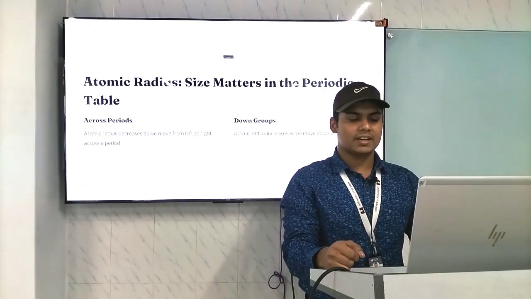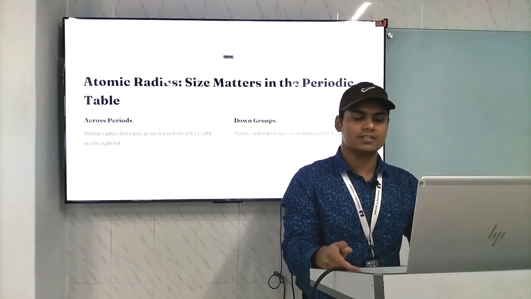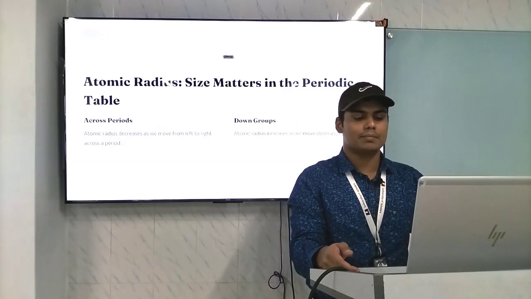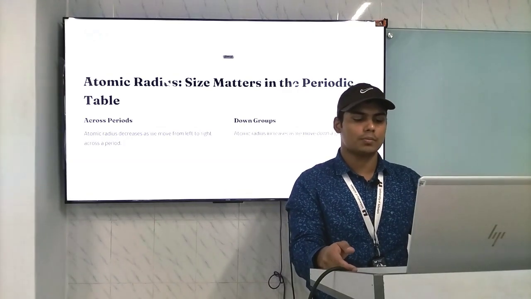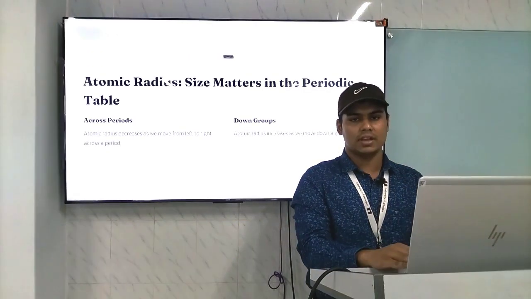Down a group, atomic radius increases. Why? More electron shells are added, increasing the size of the atom despite the increased nuclear charge. Think of it like a magnet. A strong magnet pulls objects closer, just like a nucleus pulls electrons inwards.